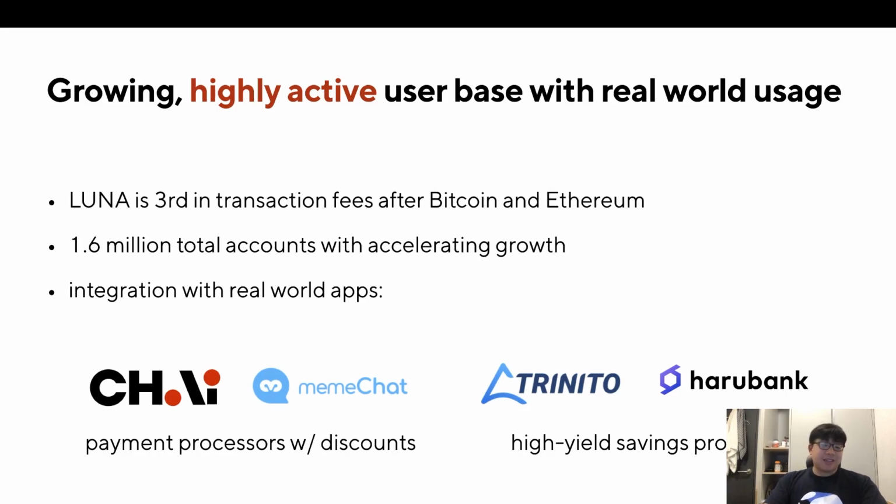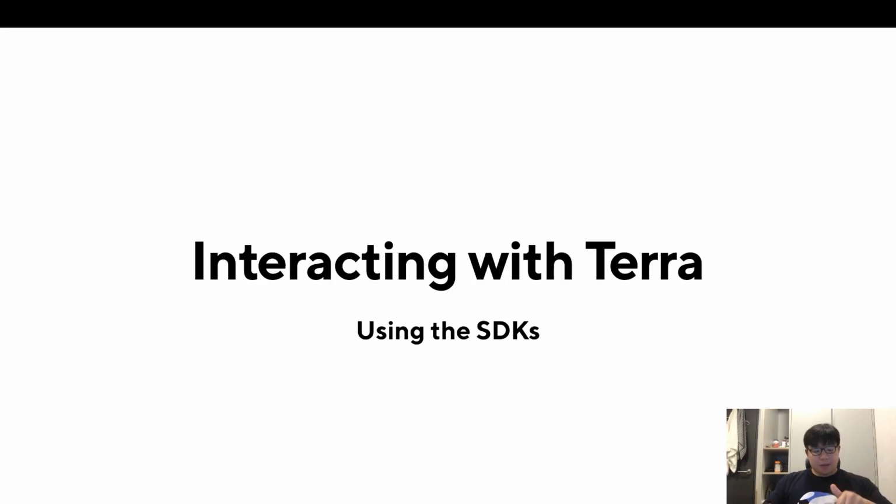Another interesting use case that Terra has been implicated in is high yield savings products. Terra provides this stability feature where, for Haru Bank and Trinito, you can deposit KRT and earn high interest on that KRT compared to a traditional savings account with a bank.